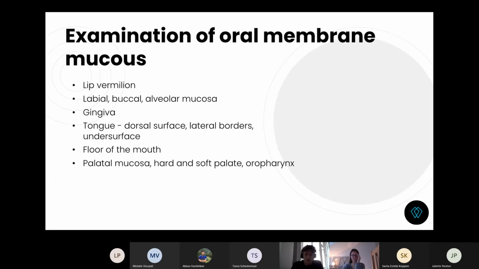And then there's the examination. After you've done all the teeth, you examine the oral mucous membrane and generally all the soft tissues in the oral cavity.